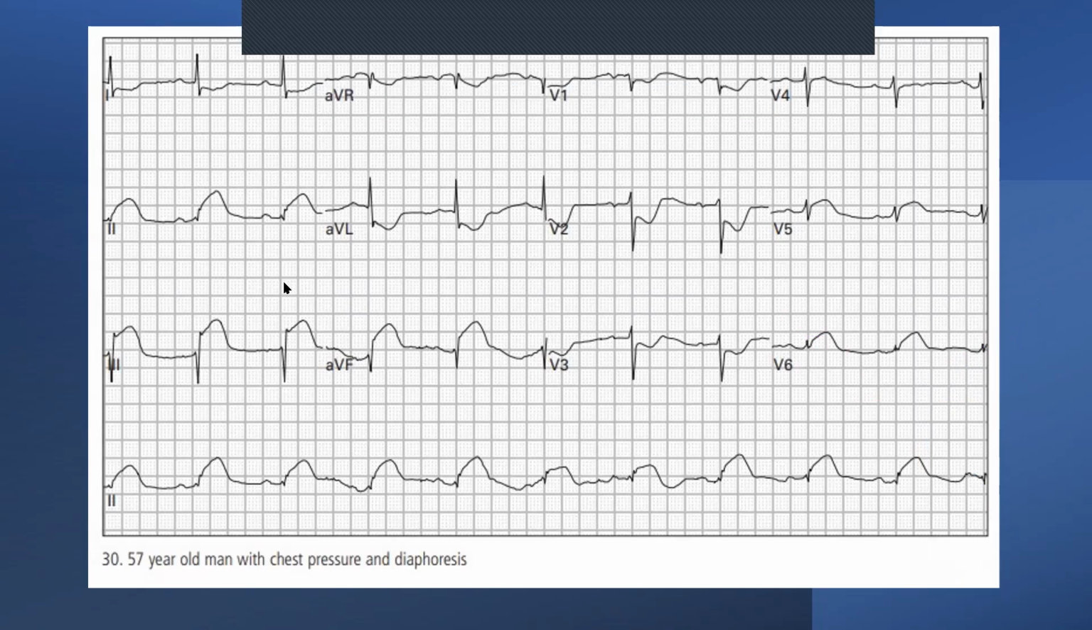Let's see if we can find some P waves. We can find some P waves over here. We can find them in lead V2. We can find them all over here. So the morphology of the P waves is quite normal. I'm not too worried about that.